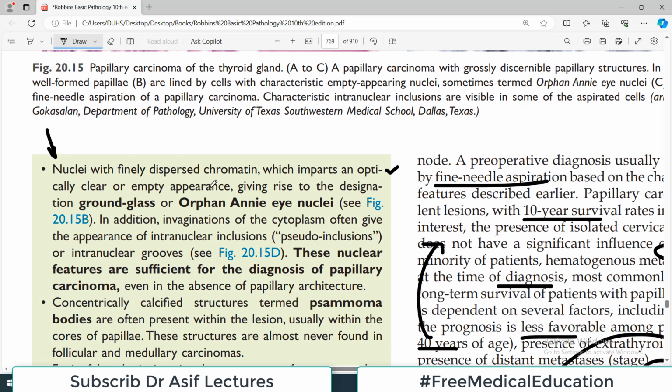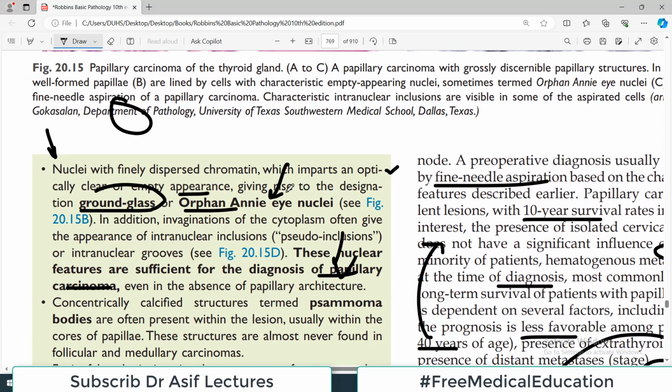Nuclei with finely dispersed chromatin, which impart an optically clear or empty appearance, giving rise to the designation ground glass appearance, because it's transparent through and through, or orphan nuclei. So these are characteristic of papillary cancer. If in the exam you see this word, papillary cancer is the answer. These nuclear features are sufficient for the diagnosis of papillary carcinoma. So that's more than enough.